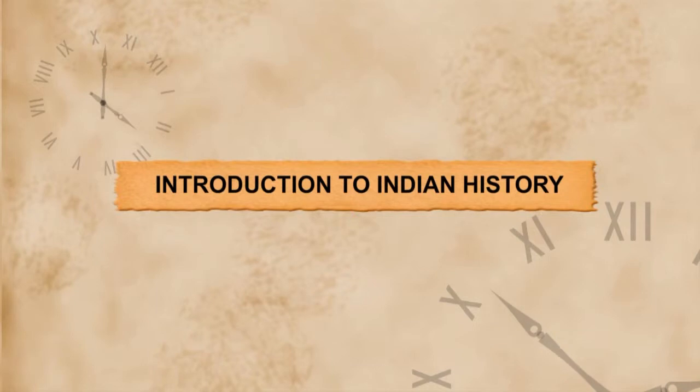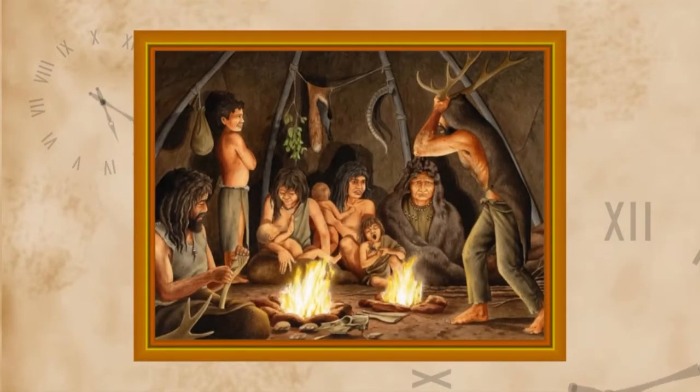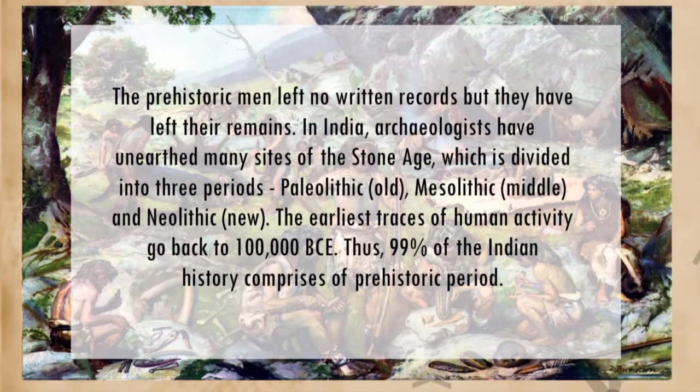Introduction to Indian History. Indian history is divided into two phases: prehistoric and historic. The prehistoric men left no written records, but they have left their remains. In India, archaeologists have unearthed many sites of the Stone Age, which is divided into three periods: Paleolithic, Old; Mesolithic, Middle; and Neolithic, New. The earliest traces of human activity go back to 1 lakh BCE. Thus, 99% of the Indian history comprises of prehistoric period.